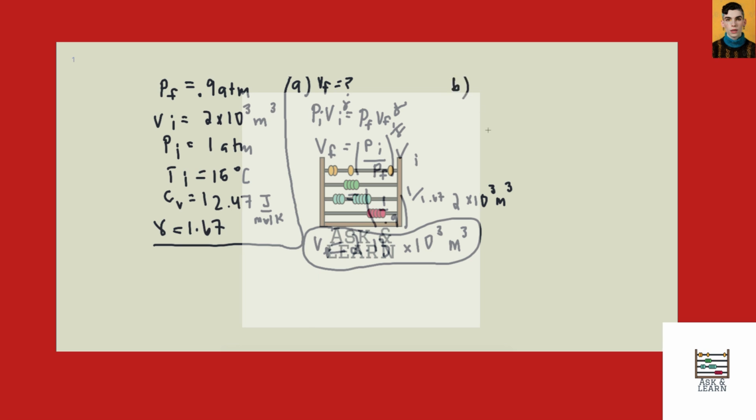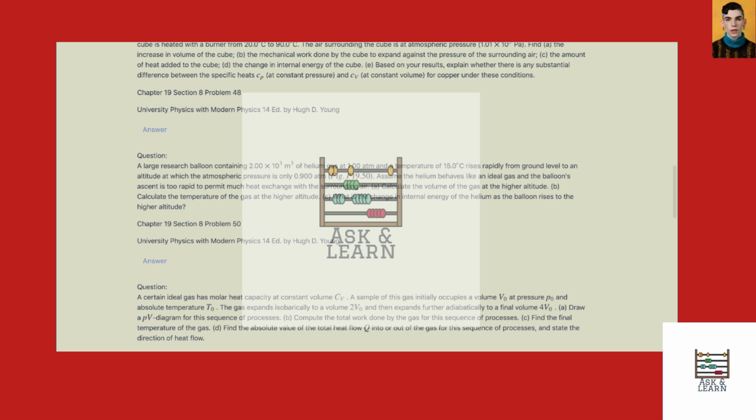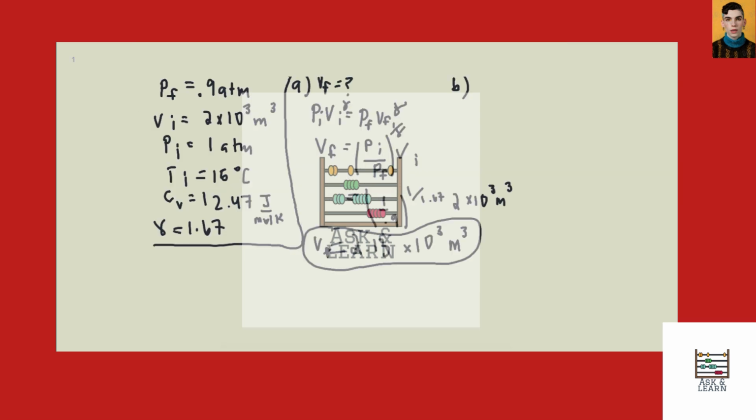And B. So B asks for the final temperature, I believe. I'm just going to double check. Yes, calculate the temperature. And so you have another equation in that same section of adiabatic processes that relates temperature and volume. This is that equation.